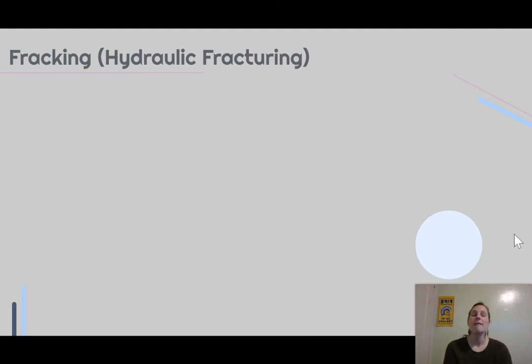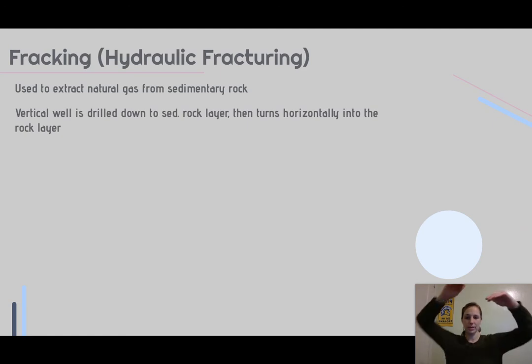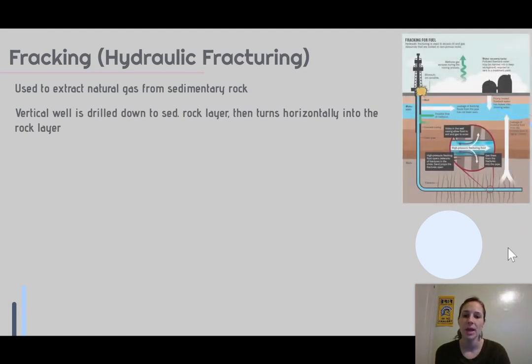Now we're going to talk about fracking, which is the short version. The actual name for this process is hydraulic fracturing. And this process is how we get natural gas from sedimentary rock. So you've got this vertical well that's drilled down into the sedimentary rock layer. It then is going to turn horizontally into the rock layer, which you can see here by this, like, looks like a pipe of water.